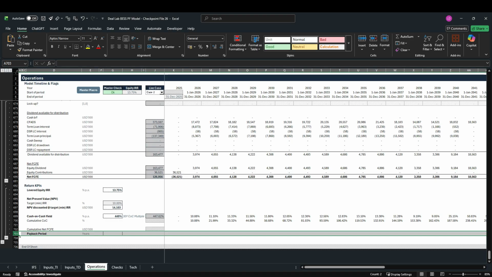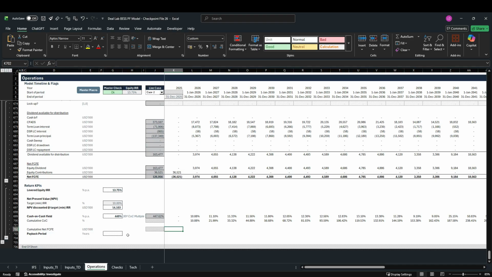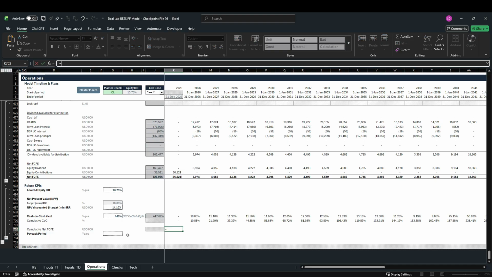And again, for this KPI, we do not consider the effect of time value of money, but instead we track our cumulative net free cash flow to equity over time and then see when it actually turns 0 or positive. So this is going to equal our previous period's cumulative net free cash flow to equity. Let's actually put that in parentheses again, similar to our cash on cash yield. Plus, we will add our net free cash flow in the current period. So here, this one is going to be negative.